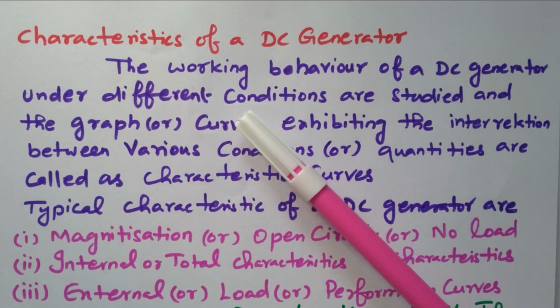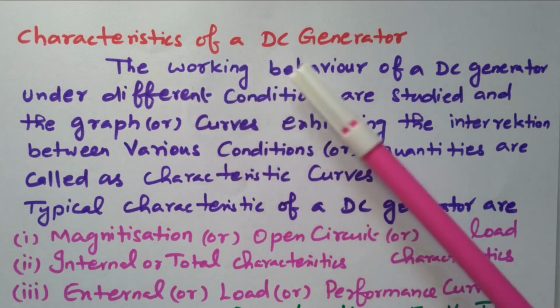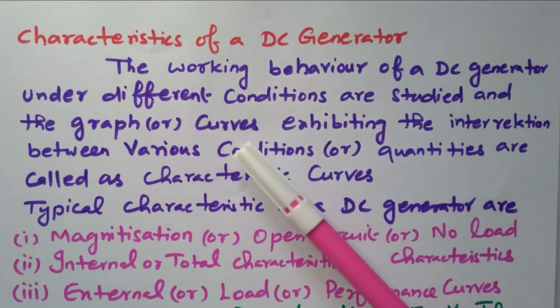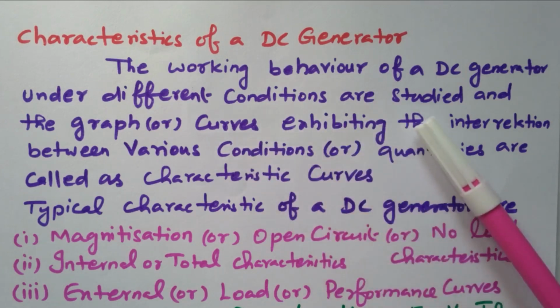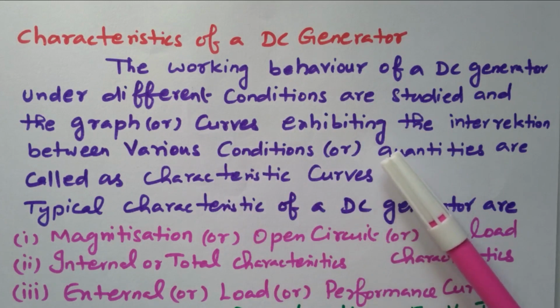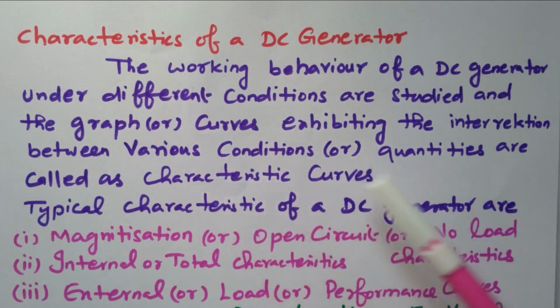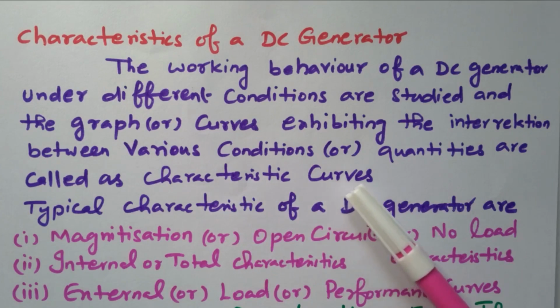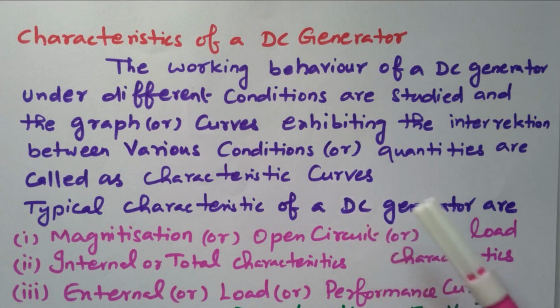Now we will go to the topic, characteristics of a DC generator. The working behavior of a DC generator under different conditions is studied, and the graphs or curves exhibited between the various conditions or quantities are called characteristic curves. For different conditions, different parameters are considered. Based on that, the graph or the curve is drawn. That is nothing but the characteristics of a DC generator.